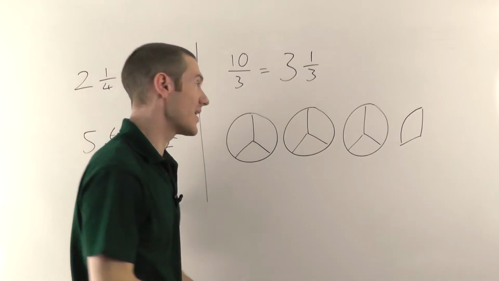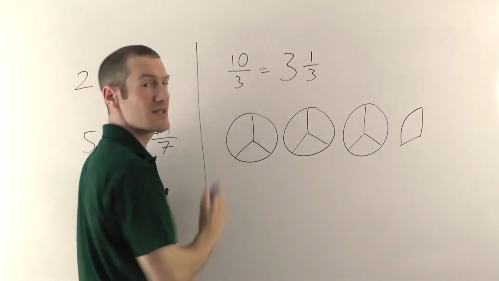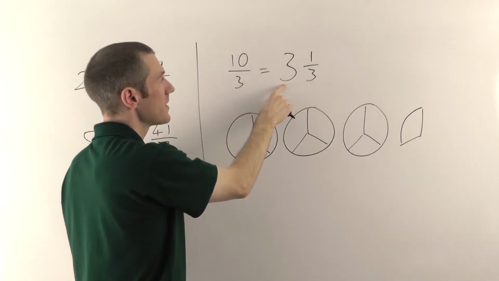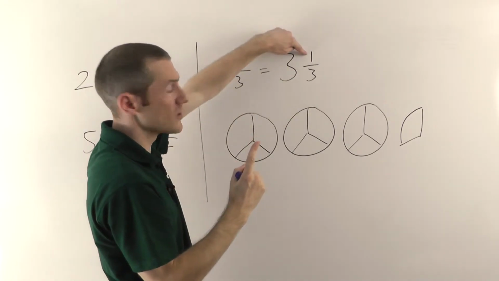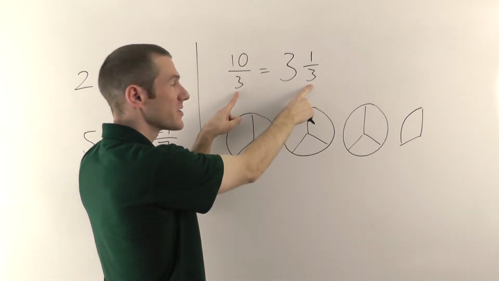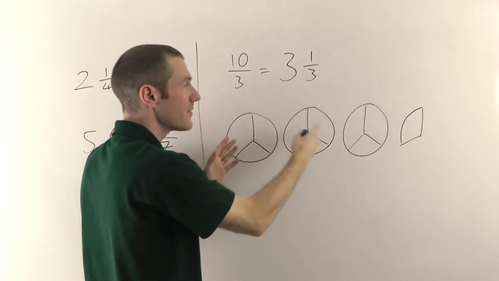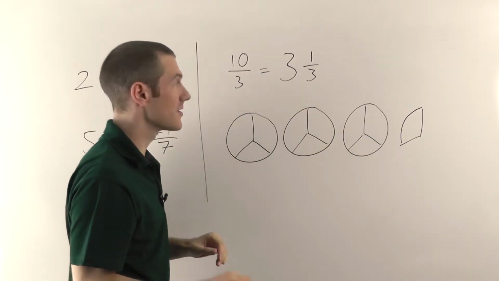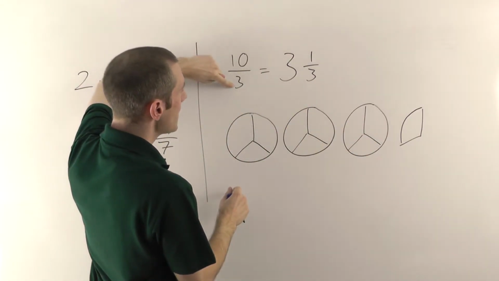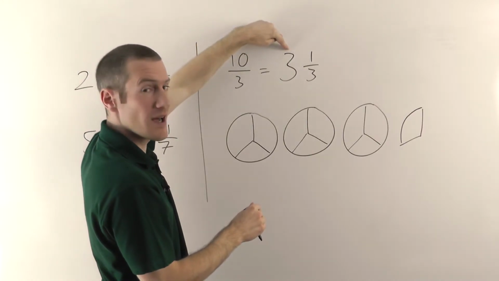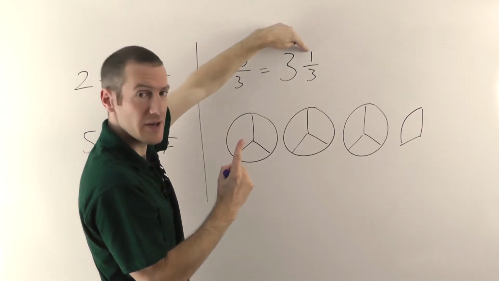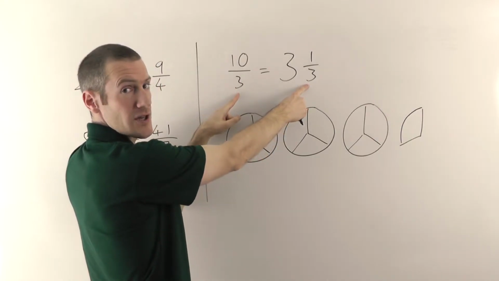The quick way of doing that is to say, how many times does 3 go into 10? It goes 3 times, and there's 1 left over, which goes there. The number on the bottom never changes. The kind of fraction you're dealing with never changes. So again, how many times does 3 go into 10? Goes in 3 times, with 1 remainder, the remainder goes there, the number on the bottom never changes.